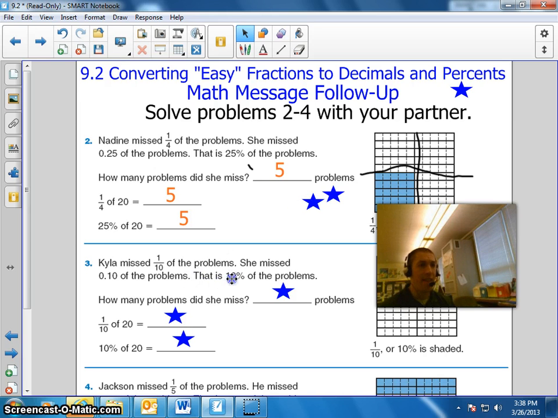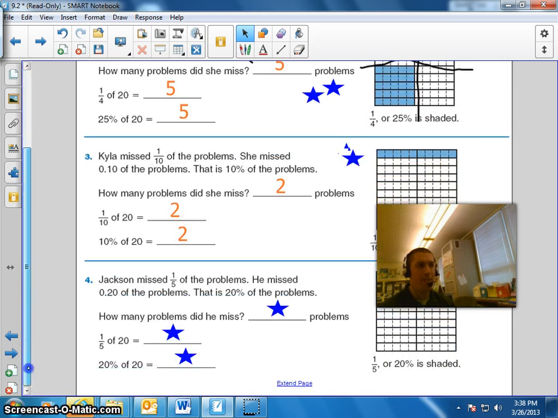So now we're at 1/10. What is 1/10 of 20? Well, we're cutting it into 10 parts. What is 20 cut into 10 parts? It's going to be 2, because 2 times 10 equals 20. So 1/10 of 20 is 2, and 10% of 20 is 2. All right, moving down here. 1/5. What is 1/5 of 20? 20 cut into 5 parts. What times 5 equals 20? It would be 4. So 1/5 of 20 is 4, and 20% of 20 is 4.